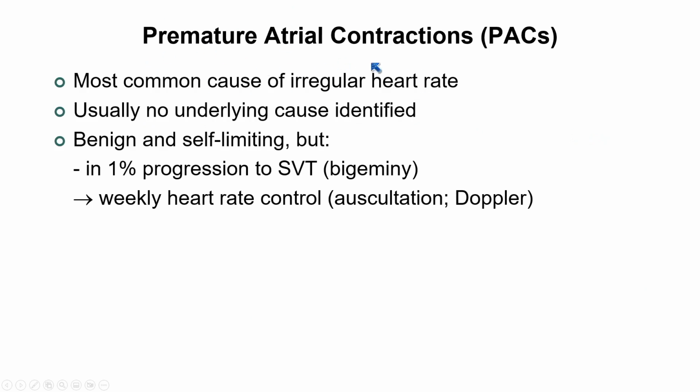So briefly about premature atrial contractions: the most common cause of an irregular heartbeat, usually no underlying cause identified. I'm sure each of us has premature extra beats if you do a Holter. It is pretty normal to have that. It's benign, self-limiting, but there's a 1% progression to SVT, and that's why we recommend following these patients, in particular if there is bigeminy. Even the blocked atrial bigeminy that I showed you is potentially at risk of going into SVT.